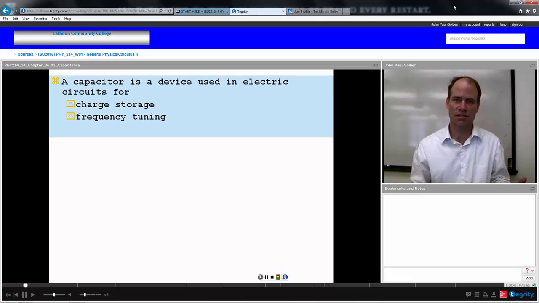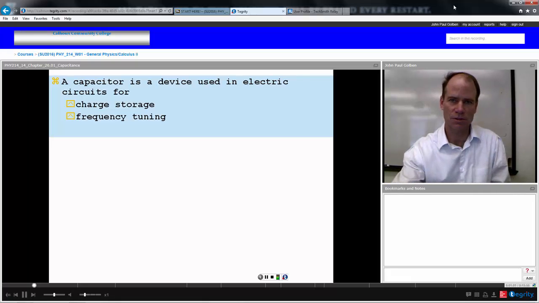A capacitor in conjunction with an inductor will allow you to resonate an AC circuit, and with that resonant frequency you can pick up the same kind of frequency in the airwaves, use it as a receiving device, amplify that signal so that you can tune to that signal.